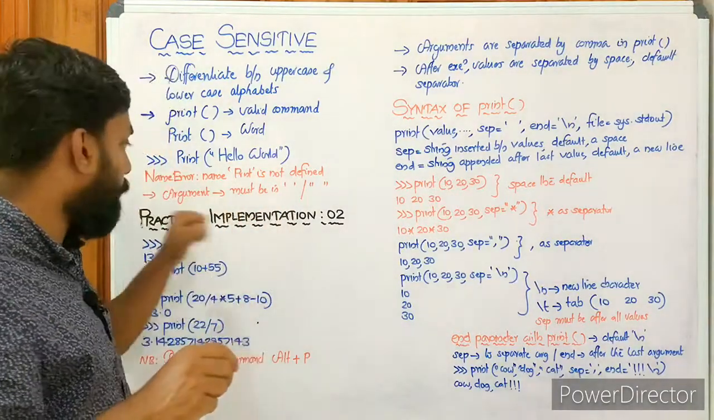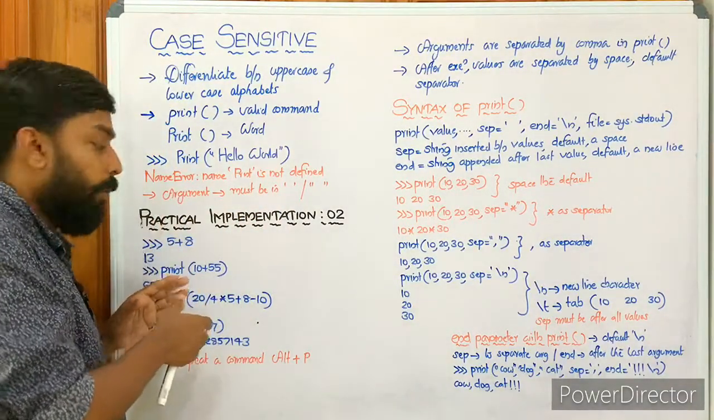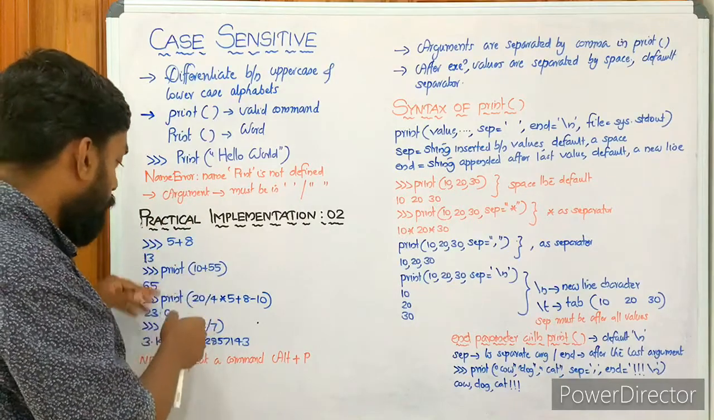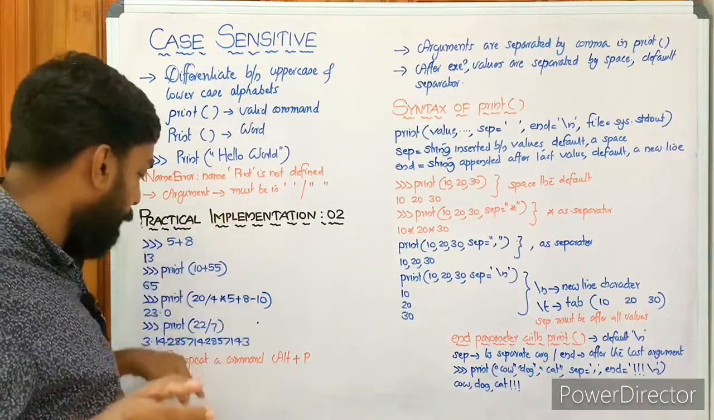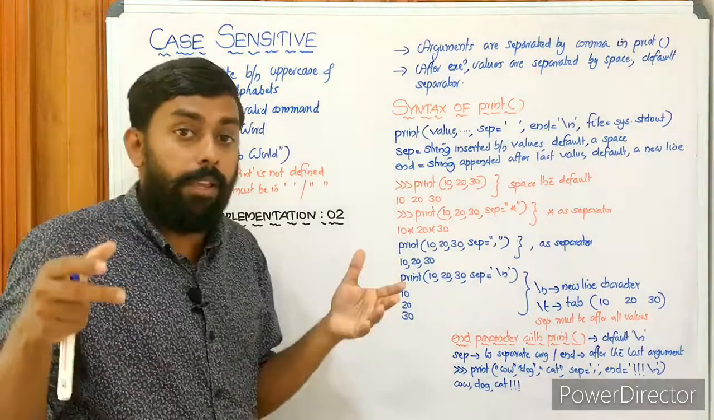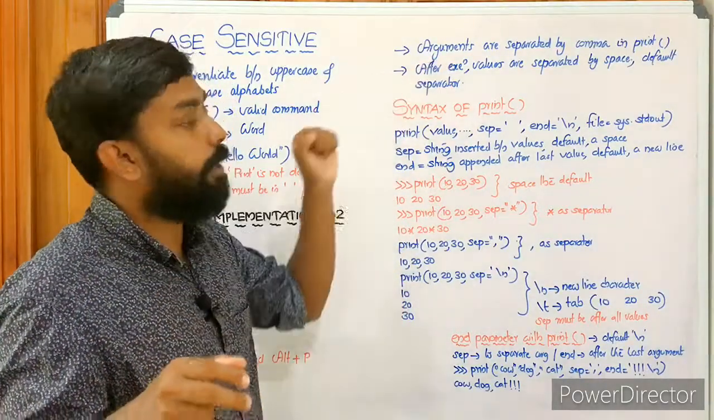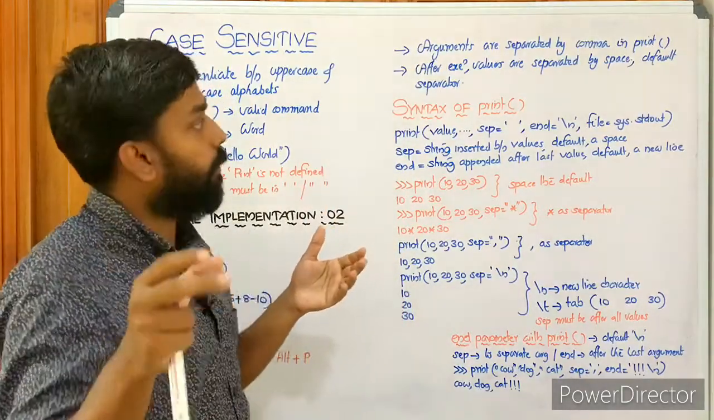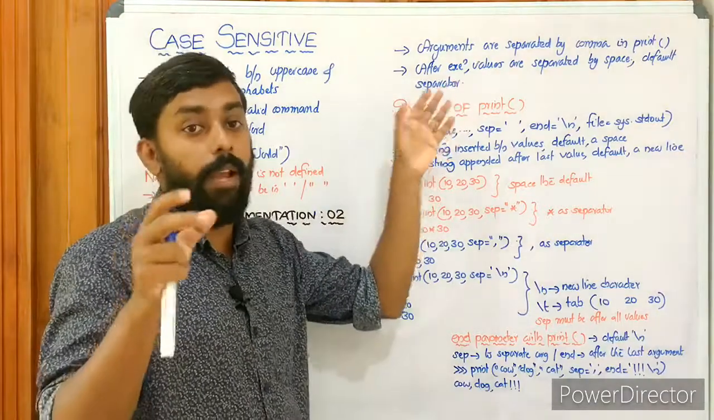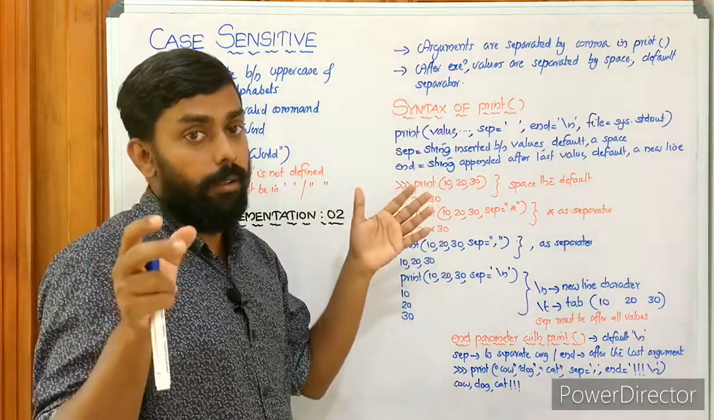Then practical implementation 2 is all about numeric values, 5 plus 8, 10 plus, without the print function and with the print function. To repeat a command, we can apply alt plus 3. Then arguments are separated using comma in the print function, and after execution values are separated by space. That's the default.